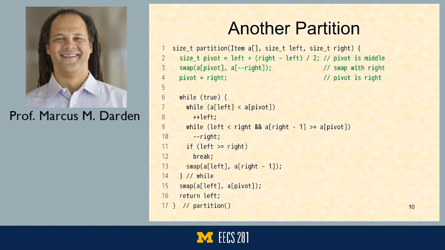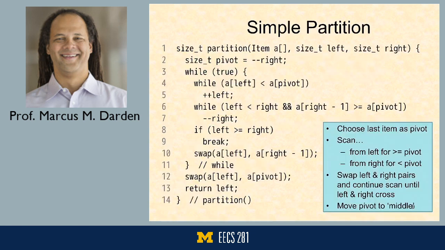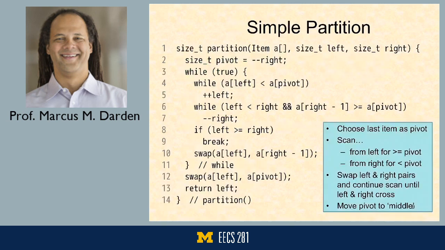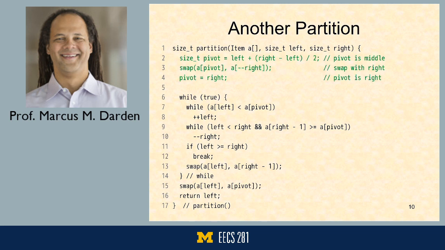So here's another way to look at partition. Right? What have we done here? If you look at the previous version of this code, lines 3 through 13 are identical to lines 6 through 16. So here is all the body of the original partition. All we've got is something else different here going on at the beginning.